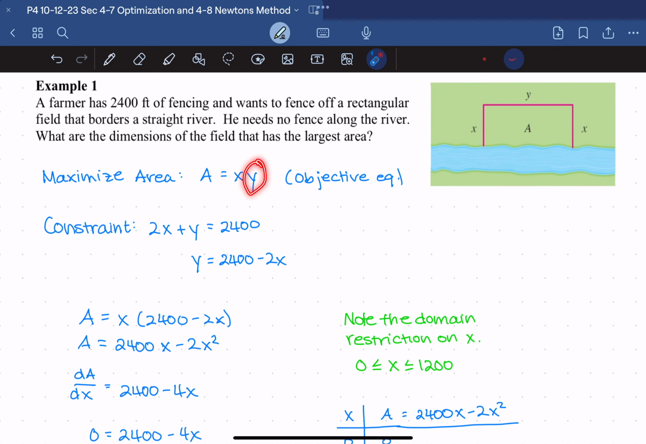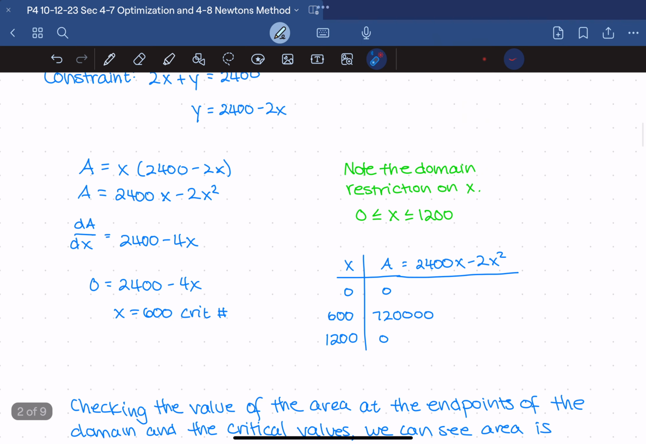So if I replace y with that, we can get the area in terms of only x, and much easier to find the derivative of. So we find the derivative. So here's the derivative. Find the critical numbers. This will never be undefined, and it will equal 0 when x is 600.